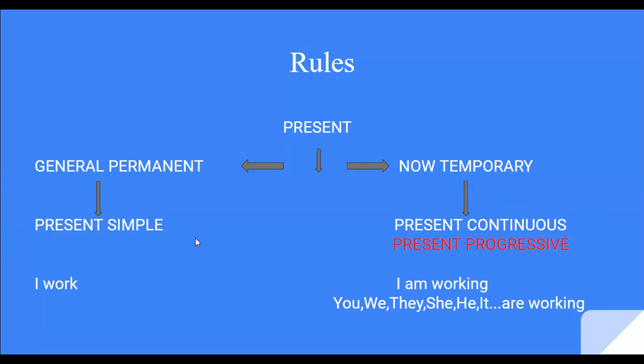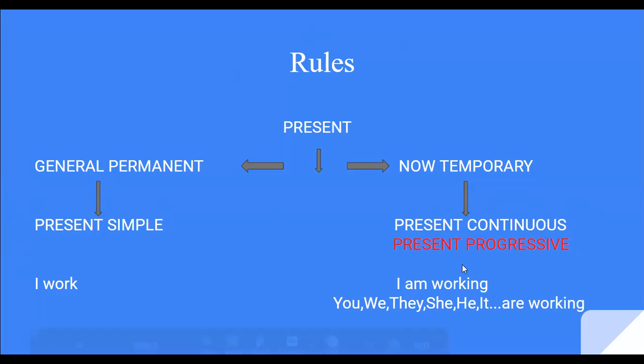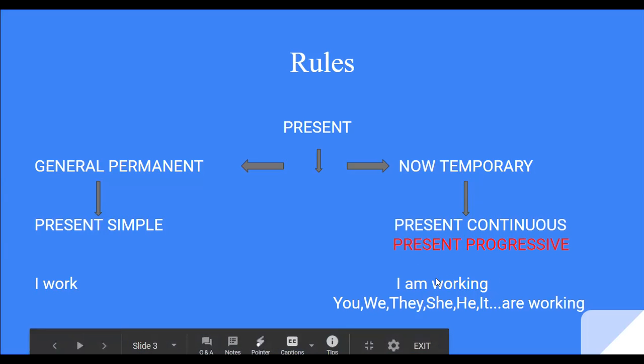How do we form the present simple? Present simple was already covered by Bhuvanaji. I'll briefly talk only about present continuous, which is also known as present progressive, as some educators address it. How do we form the present continuous tense? Let's look at an example sentence like "I am working."